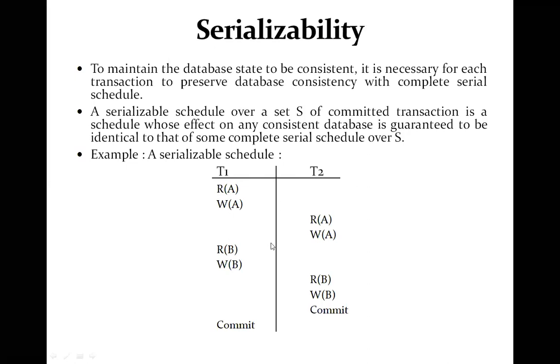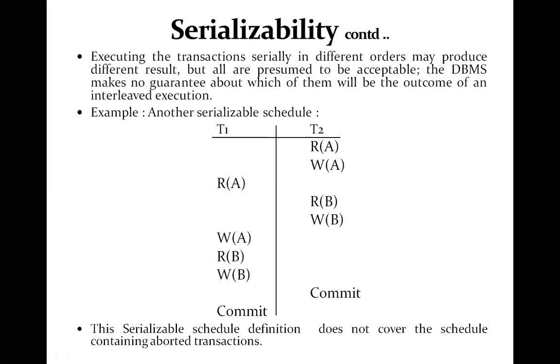Now, as far as the execution of the transactions serially in different orders, it may be possible that it will give a different result. But all are presumed to be acceptable, because the database makes no guarantee about which of them will be the outcome of the interleaved execution.